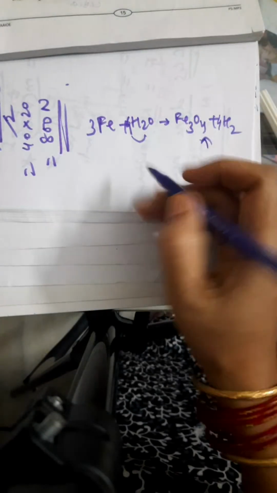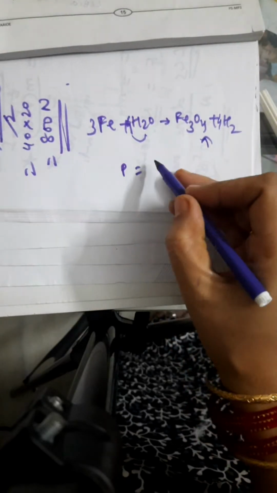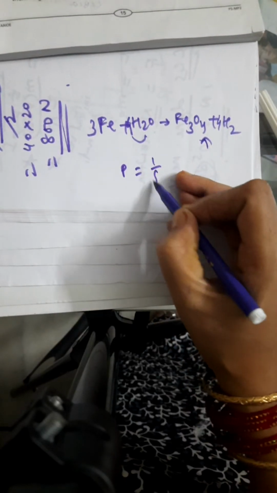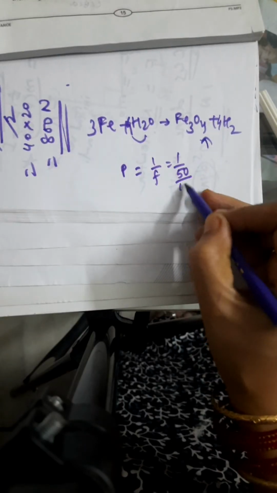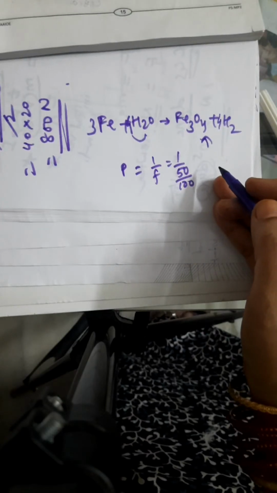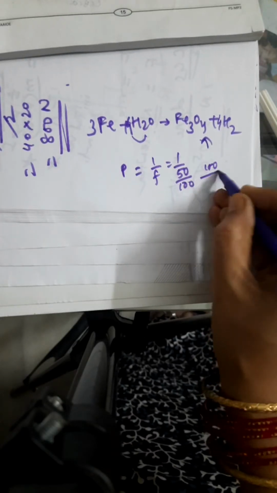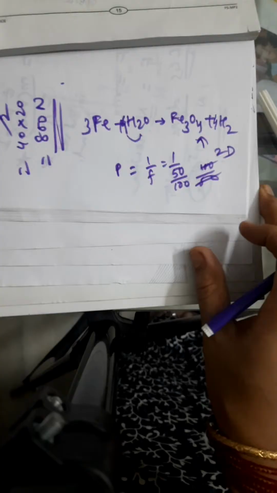So the question is, find the power. Once again, I'm repeating, find the power when the focal length is 50. Power is 1 upon f. So this is 1 upon 50 divided by 100. So it will take the reciprocal. So the answer is 100 upon 50. So it's 2 diopter. If it is a convex lens, plus. If it is concave, minus.